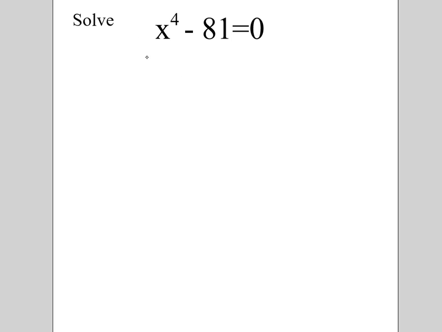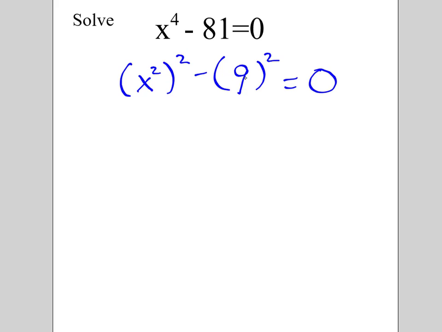What we might also see is, can this be written as something squared minus something squared? What I'm looking for is a difference of squares. If I wrote this as something squared minus something squared, that's the shell of doing a difference of squares. Well, I can put an x squared in here, and I can put a 9 in here. And that would get me a difference of squares. So I would have x squared minus 9 and x squared plus 9.